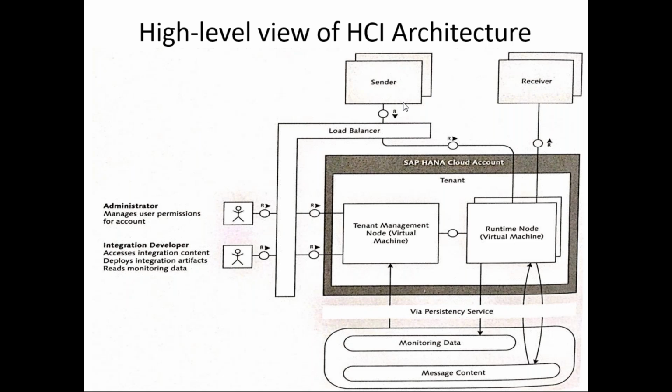Now on the top, if you see the sender and the receiver. The sender generally sends the request, and the receiver accepts the request. I mean, the CPI will send the data to the receiver, right? If you see there, the load balancer is available for the sender only. It is not available for the receiver, right?